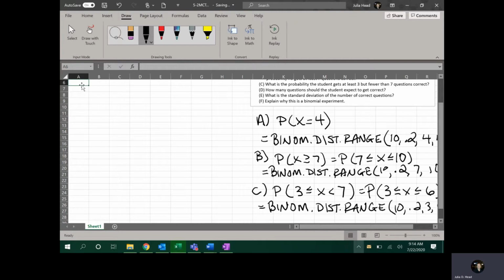When I'm doing multiple calculations, I like to label mine in Excel. So I'll just label this X equals 4 for part A. Of course, you could label it part A too, but you might not know if it's number 5 part A or number 7 part A.